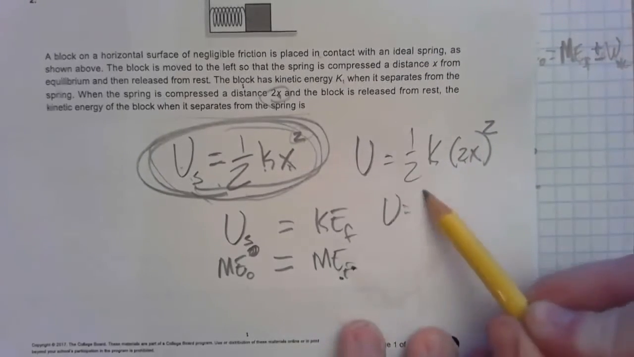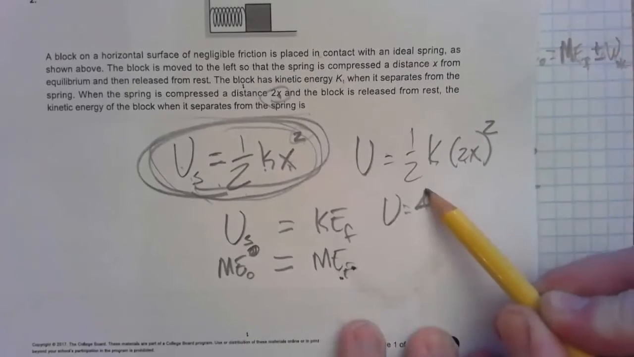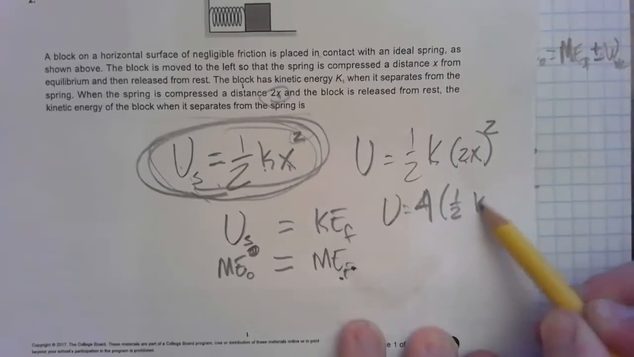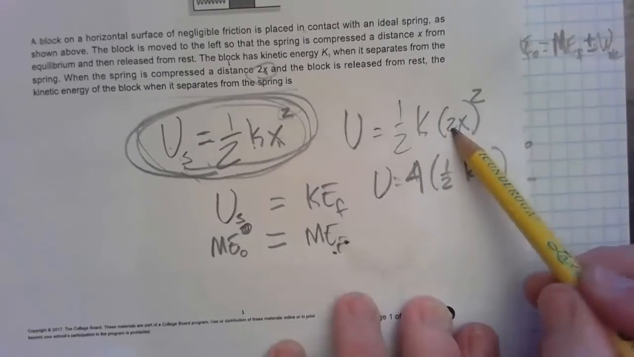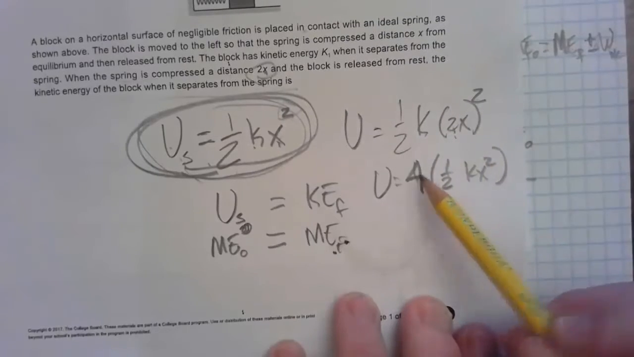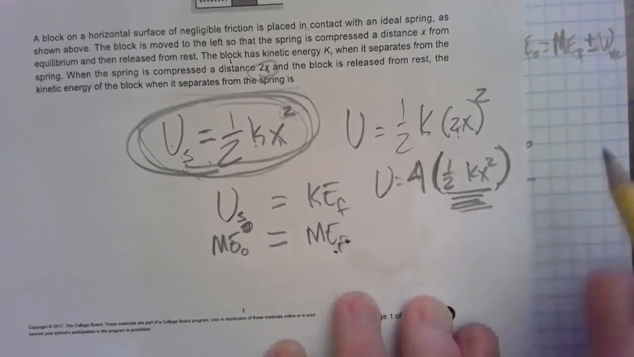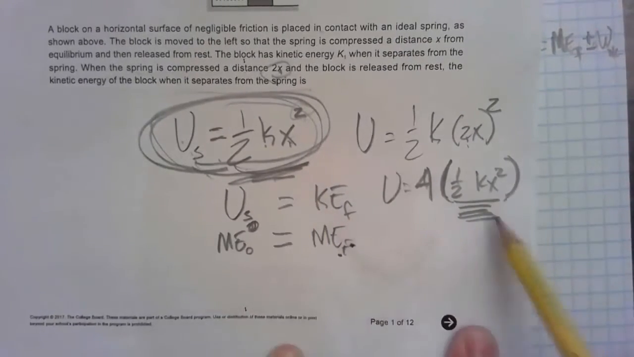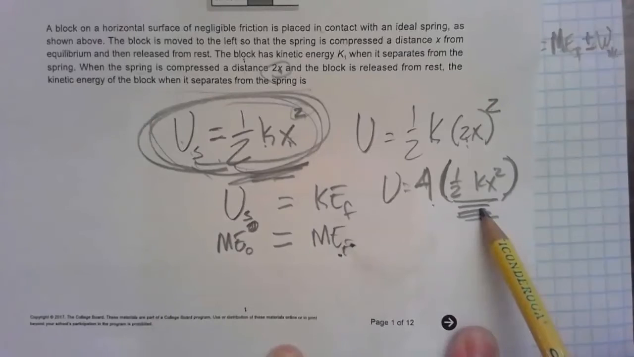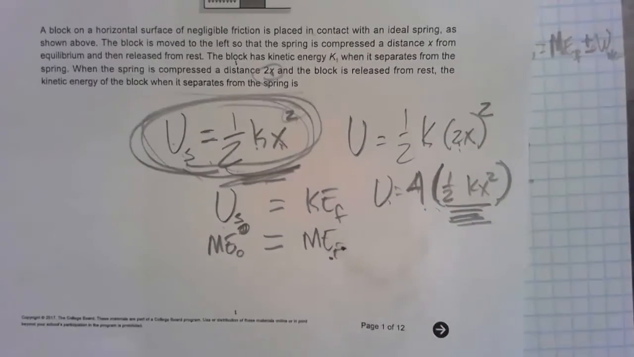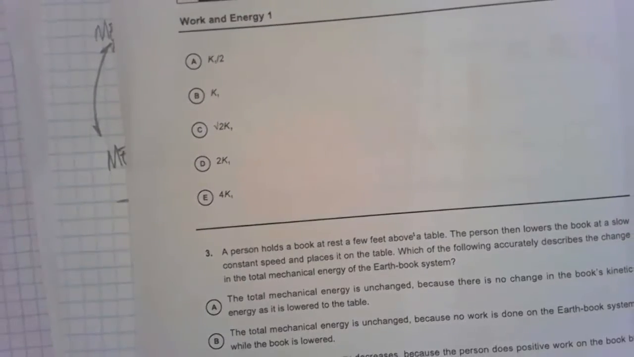So you get U equals, well, let's do it this way. 4 times 1/2 kx squared. So when you square this, this comes out as a 4. We're going to put it all the way to the left. And this is your original spring energy, which is right here. So you have 4 times the energy. And we know that the kinetic energy after you let go, after it comes off the thing, is going to be the same as that spring energy. So it'll be 4 times as much. I would go with E there.